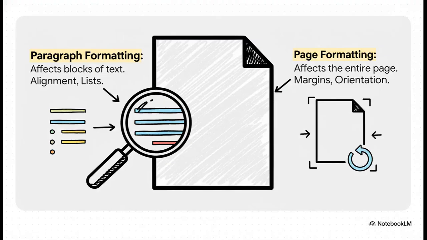Now, here's a really key idea to grasp. Writer thinks on two different levels. First, you have paragraph formatting. This is when you do something like center a headline or create a bulleted list. It only affects that specific chunk of text. Then you have page formatting, which is the big picture. Things like the margins or flipping the page from portrait to landscape. That affects the entire document.